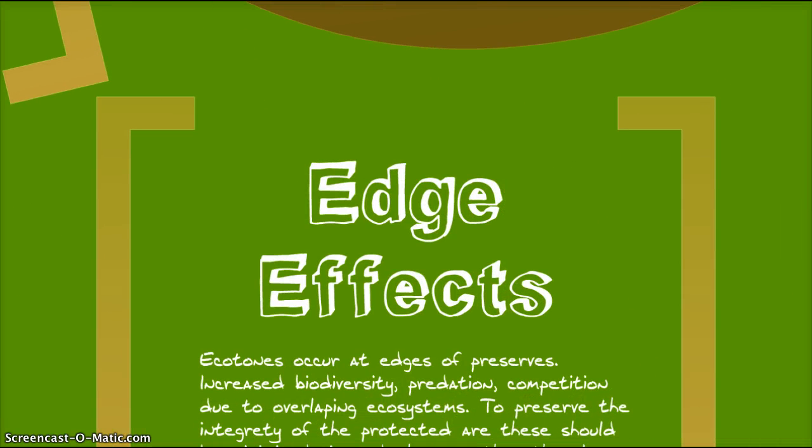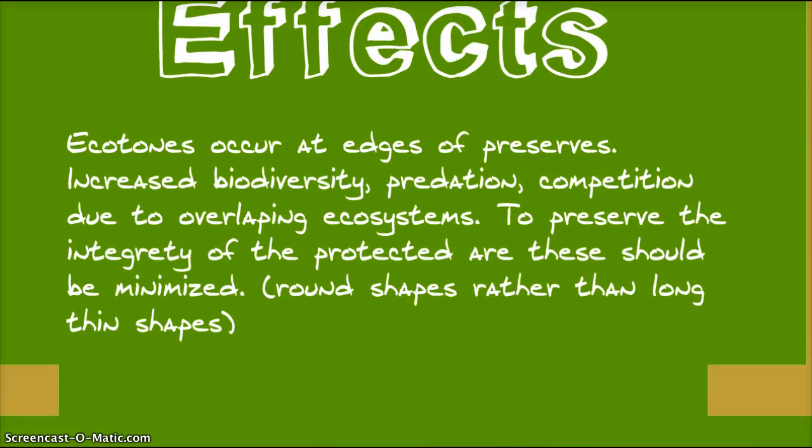We also want to take into consideration edge effects. Ecotones are what happens along the edges of different habitats. So it's basically where you have an overlap of different ecosystems. And usually in those overlap areas, you have a higher biodiversity. You also have increased predation and competition because of those overlapping ecosystems. So we want to minimize that so that we can preserve the integrity of that protected area.